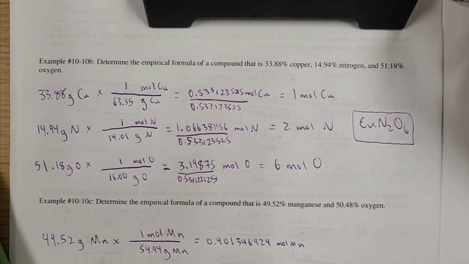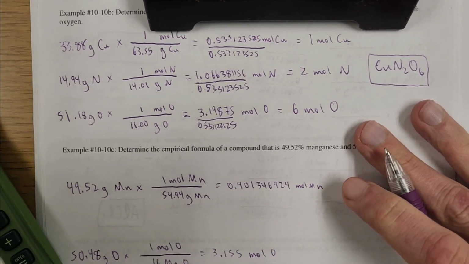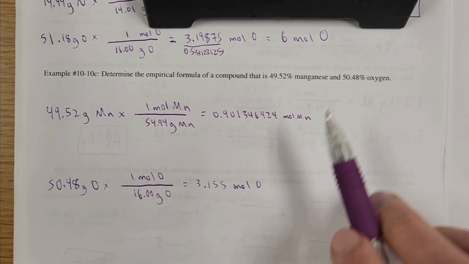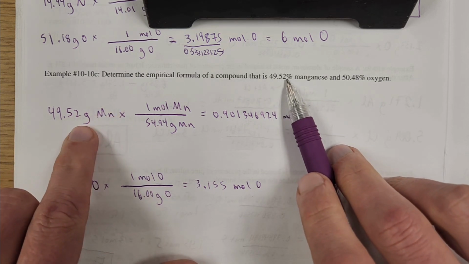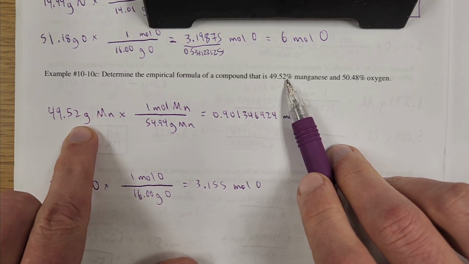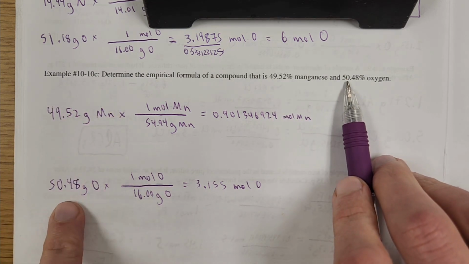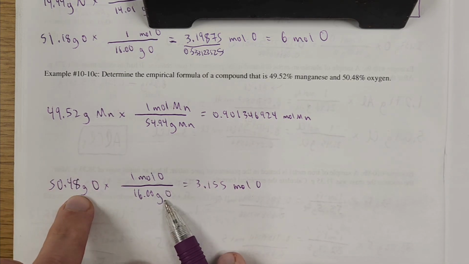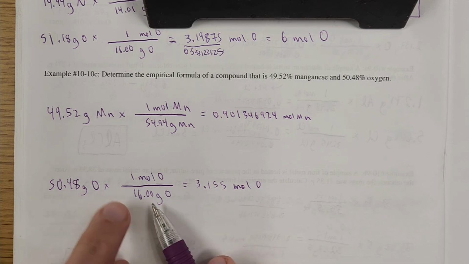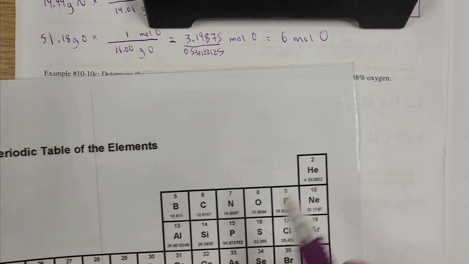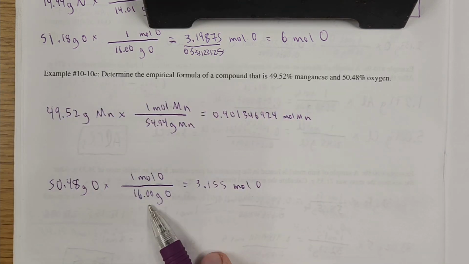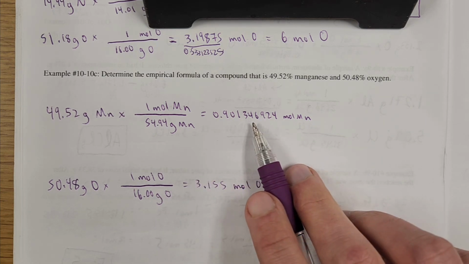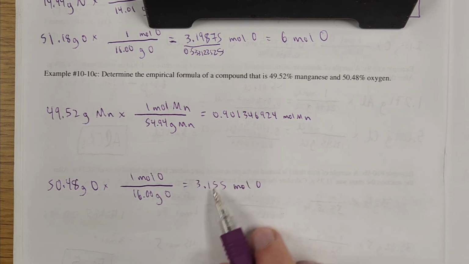Now for the next one, I've already started the process. Same thing, when you have a percent sample, you just replace percent with grams, because we assume a 100 gram sample, so that many grams of manganese, that many grams of oxygen. And then use the molar mass, so have gram cancel gram to give mole in the answer. And this came straight out of the periodic table. It was merely rounded to the hundredths place, as we do with our molar masses. And what that does is it gives us that number of moles for each.